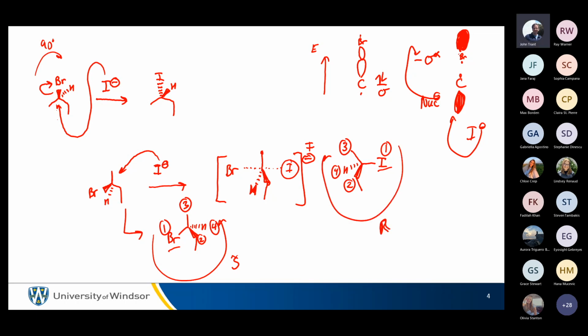You have to be careful. It doesn't always go from S to R, because sometimes when a nucleophile attacks, it's not the highest priority group, so you swap priorities around, but you always invert the stereocenter. It was one way, and now it is the other configuration. That is how SN2s work. They always work that way.